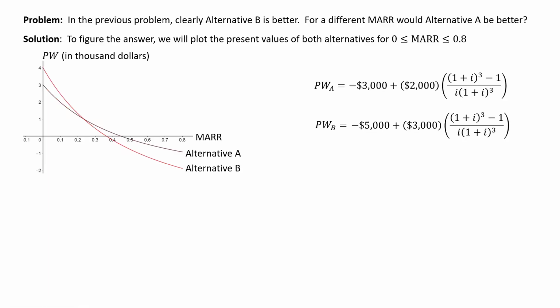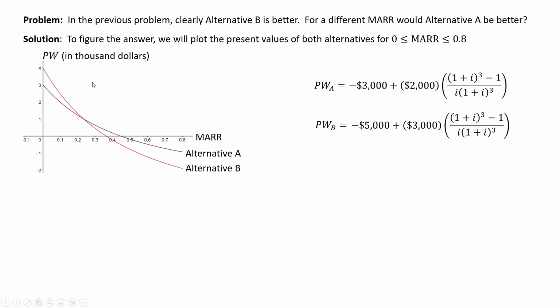So what is this present worth? What I did here is I went to GeoGebra and plotted this equation: minus 3,000 plus 2,000 times (1 plus i) cubed minus 1, over i times (1 plus i) cubed. So all of that I plotted here. The i value is on the x-axis, or the abscissa, and the present worth is on the y-axis, or the ordinate, in thousands of dollars.